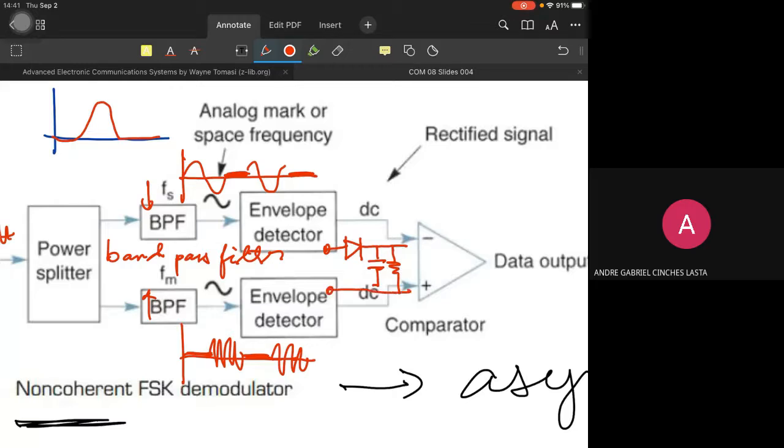Envelope detector sa AM or FM. Di ba? Same gyapon, same concept na gyapon. So, diode and RC, capacitor, RC circuit. So, i-detect niya ang voltage level, di ba? Diode lang. Such that ang output din part, low pass, yeah, low pass filter.